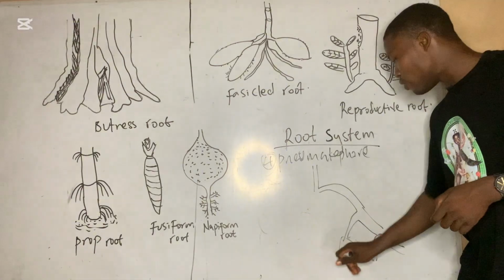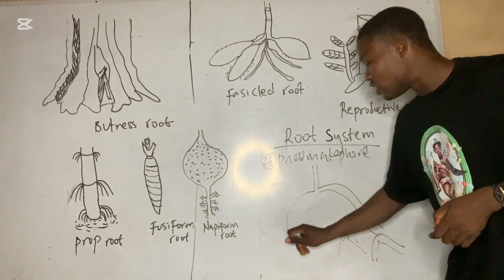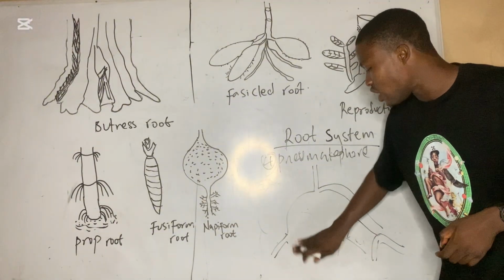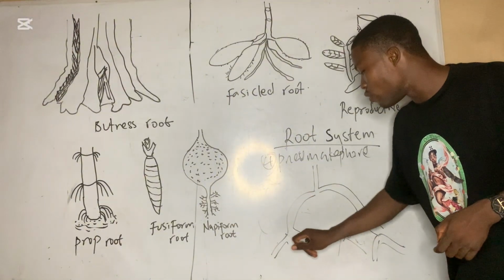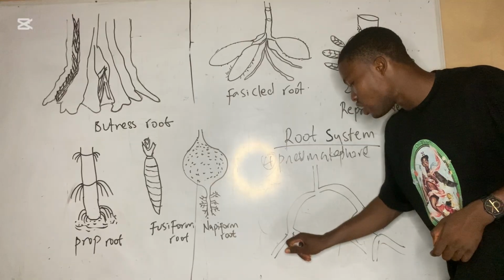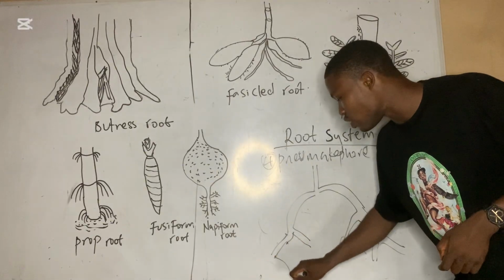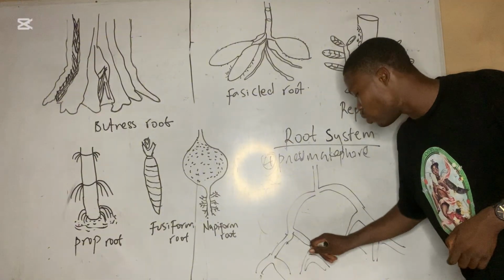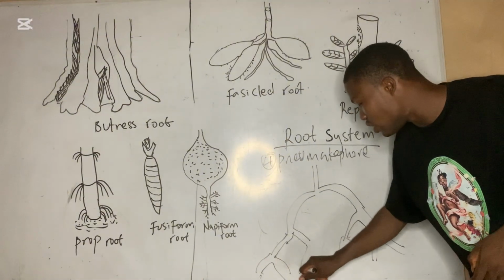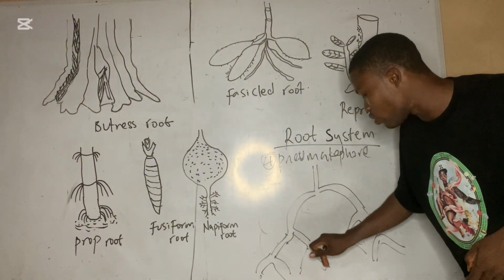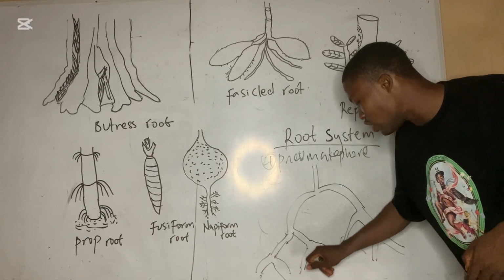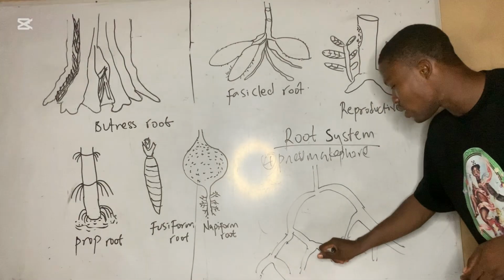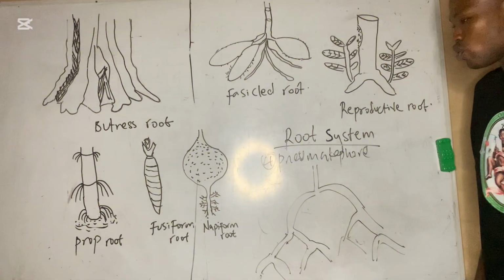Okay, I have branches, and this allows for anchorage of plants in water. That's for anchorage of the plants in water. So you see, this set of roots holds a particular substrate. They don't stop branching off.